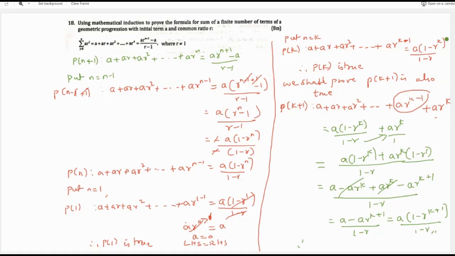Therefore P of k plus 1 is true for all positive integers. Therefore P of k plus 1 is also true.